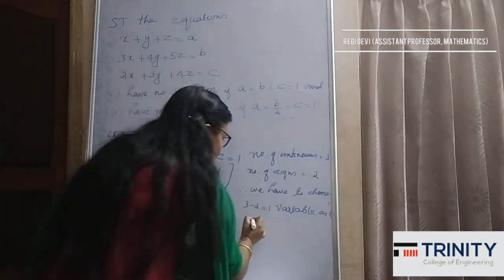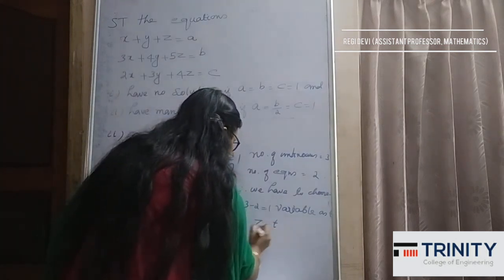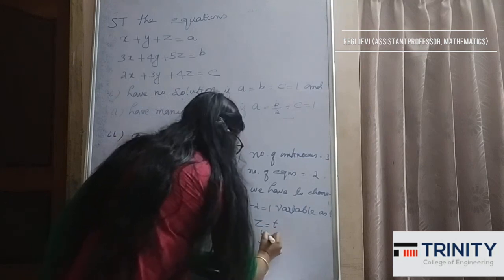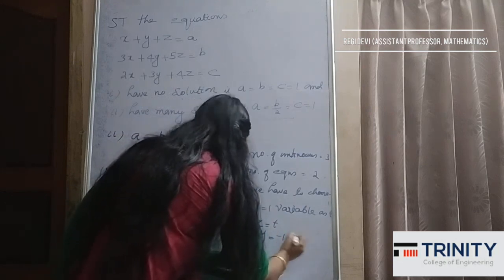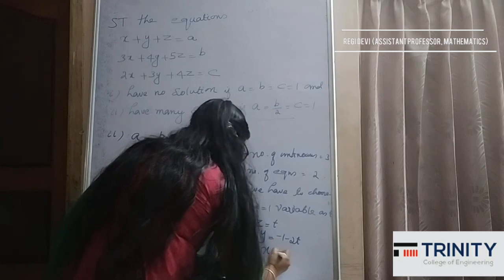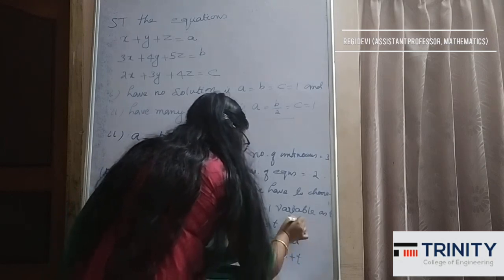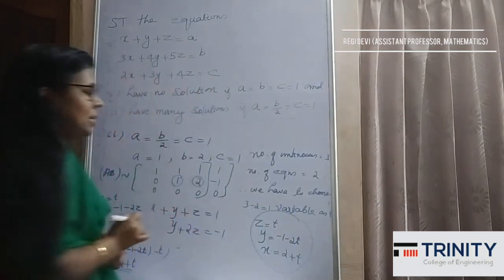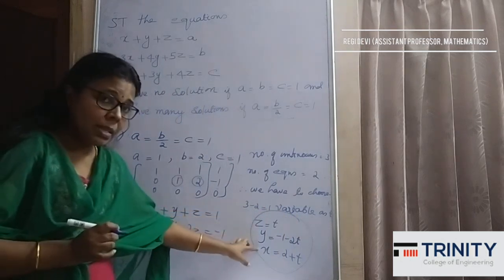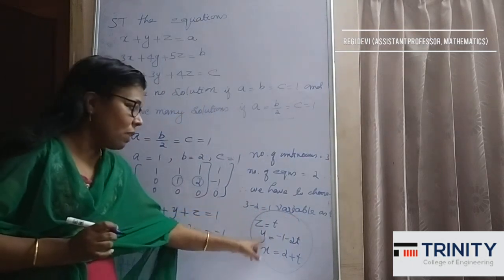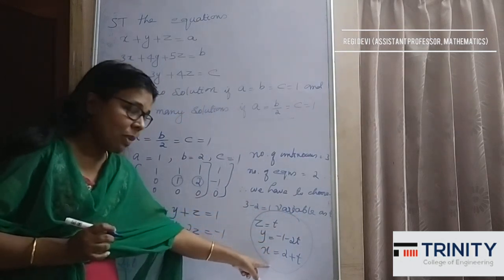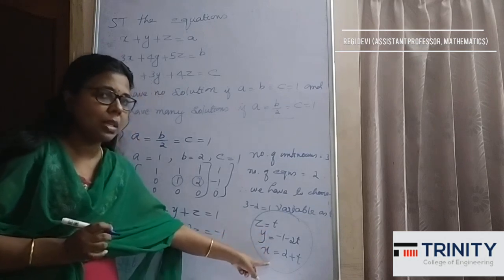Here the values are z equal to t, y equal to minus 1 minus 2t, x equal to 2 plus t. That is, the system has infinite number of solutions, or a one parameter family of solutions. Okay.